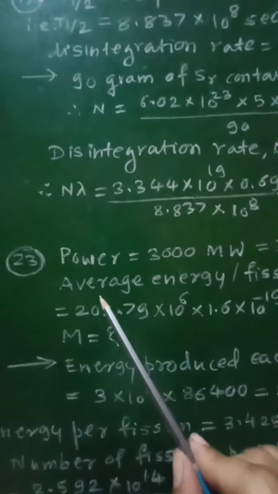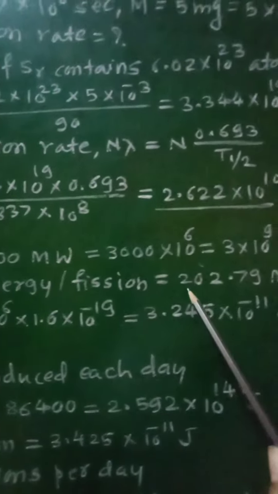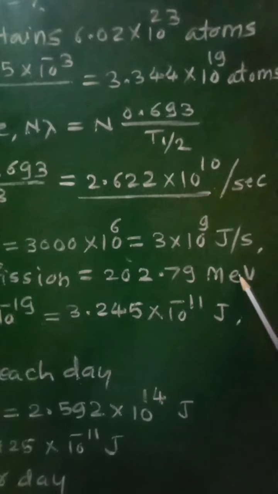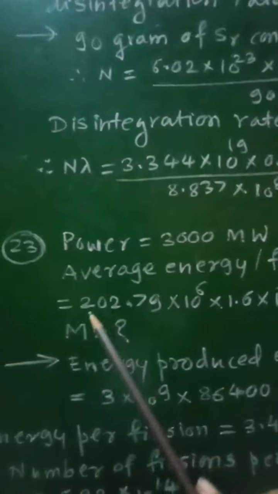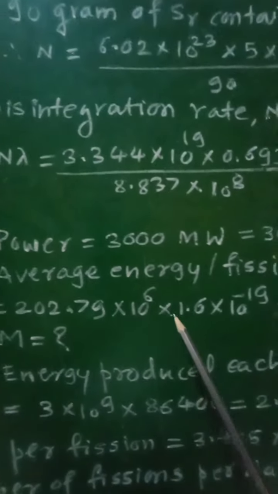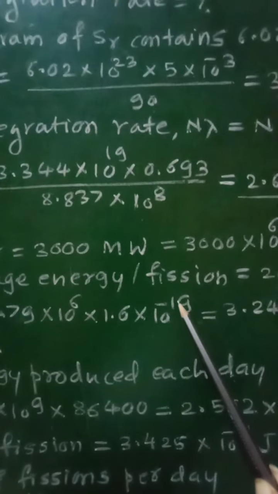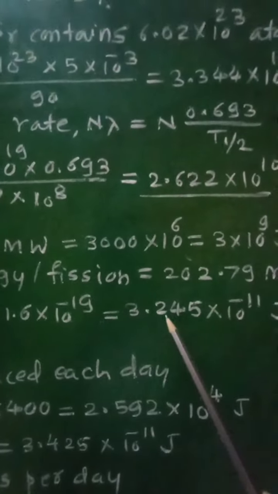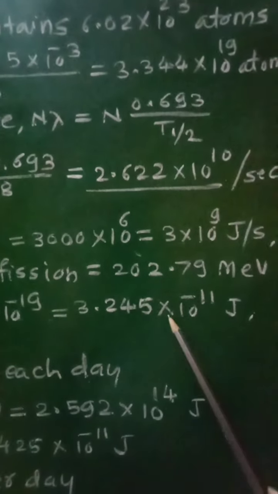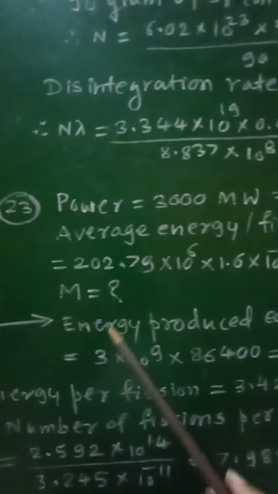Then average energy per fission is given as 202.79 mega electron volt, which will be written as 202.79 into 10 raised to 6 into 1.6 into 10 raised to minus 19, which comes out to be 3.245 into 10 raised to minus 11 joule. So this will be the average energy per fission, and we have to find out mass m.